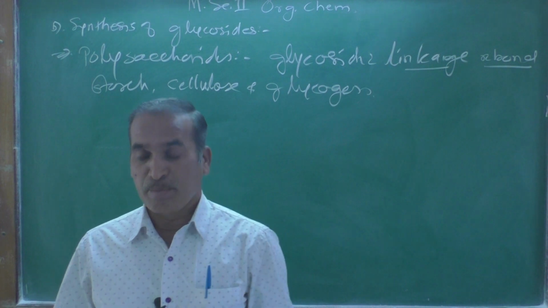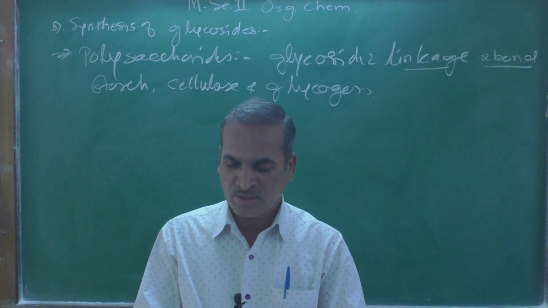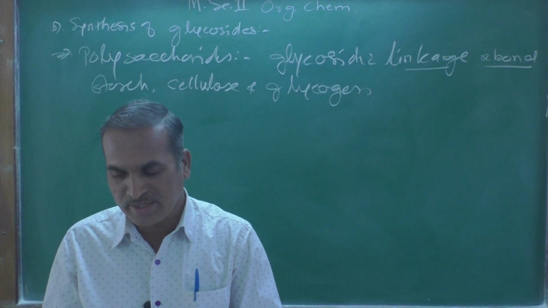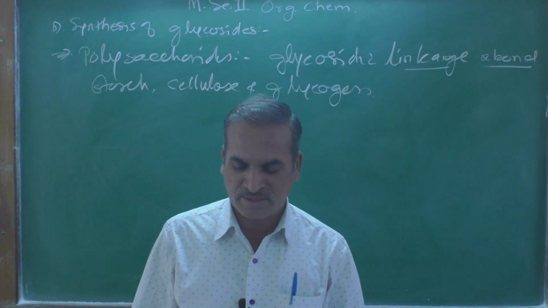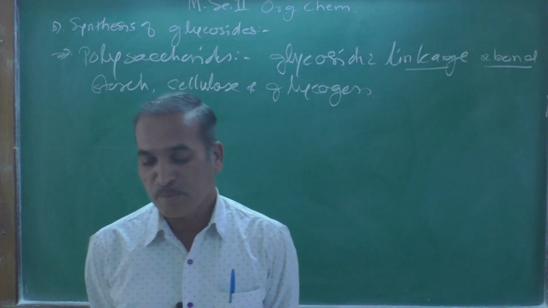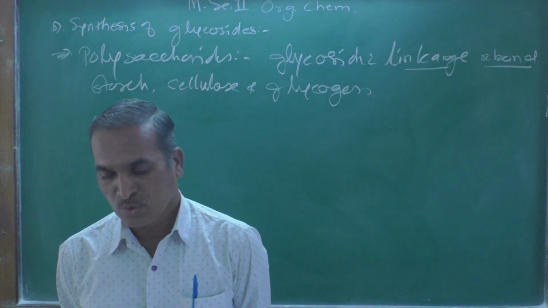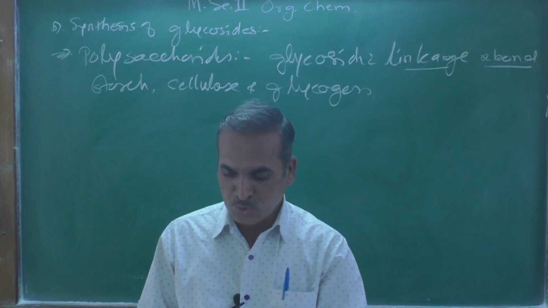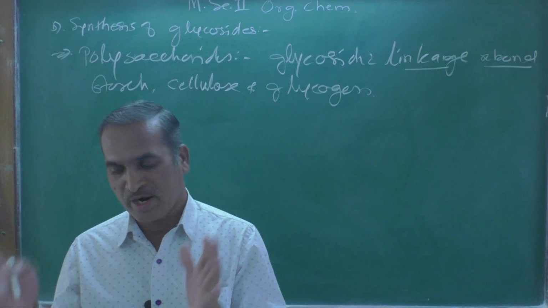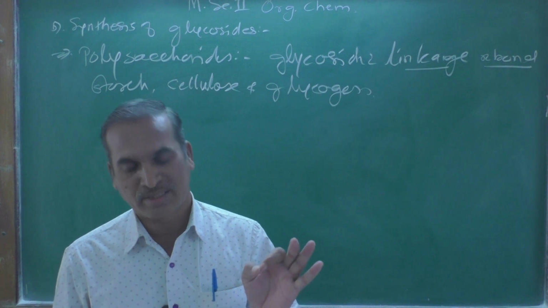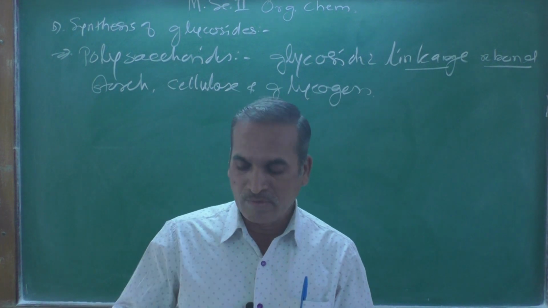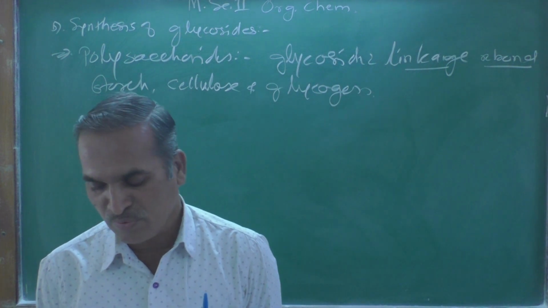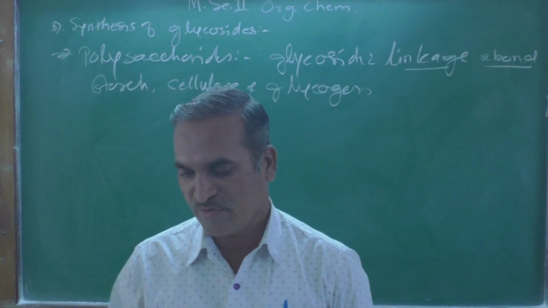Cellulose is the main constituent of the cell wall of plant and bacterial cells, and it is also the main constituent of wood and cotton. Glycogen constitutes the storage carbohydrate of animals and is present in liver, muscle and brain. It is also found in yeast and fungi.